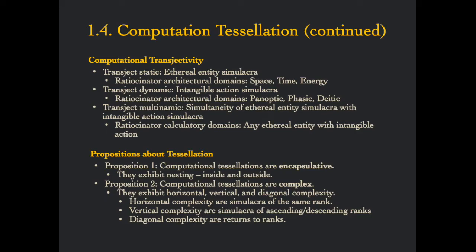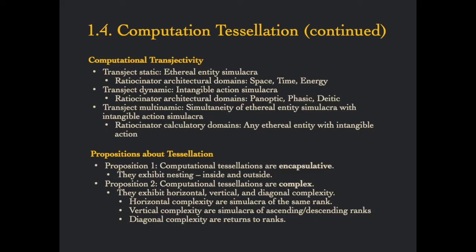The first proposition is that computational tessellations are encapsulative. They exhibit nesting, which creates the property of inside and outside. The second proposition is that computational tessellations are complex. They exhibit horizontal, vertical, and diagonal complexity.